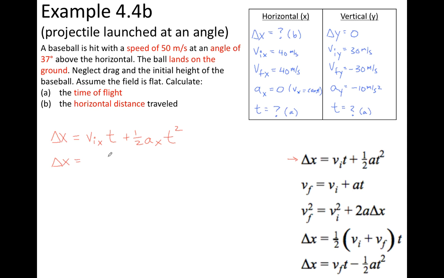So delta x will equal the initial x velocity, which we found to be 40 meters per second, times the time of flight, which we calculated to be 6 seconds in part A. And the x acceleration is 0, so this whole term drops out of the equation. 40 times 6 gives you a value of 240 meters.